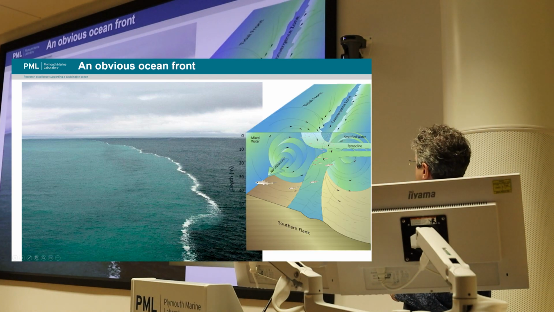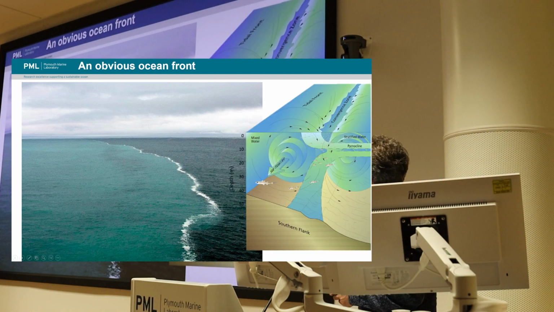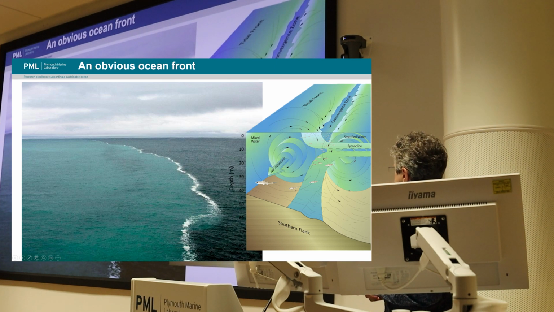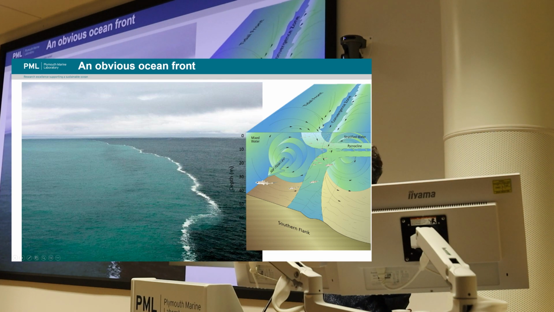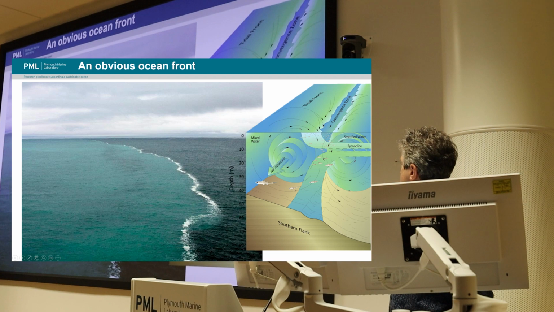So I won't go into the physics of what happens at the front. That's not what the room wants today, but just to let you know that there is extra mixing, turbulent processes that draw up nutrients, and it's important to know that it's a convergent area.